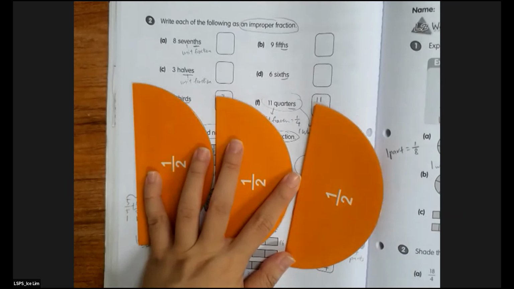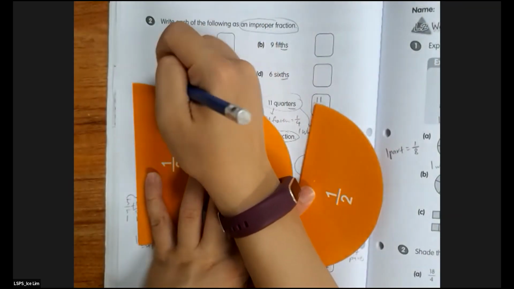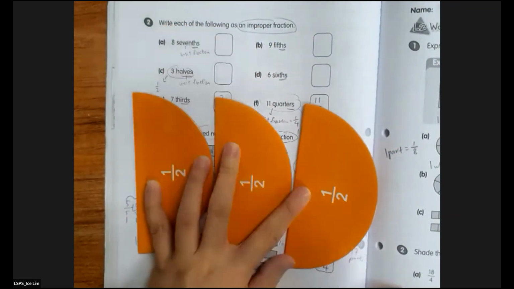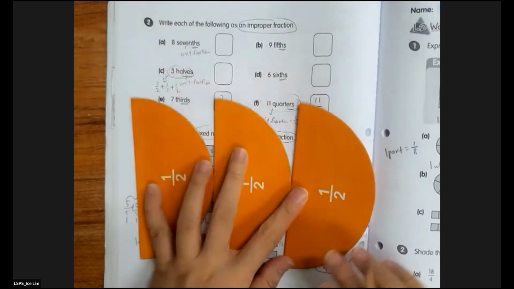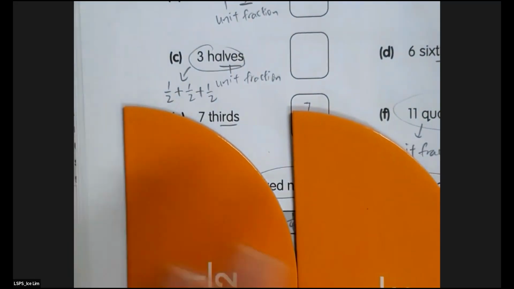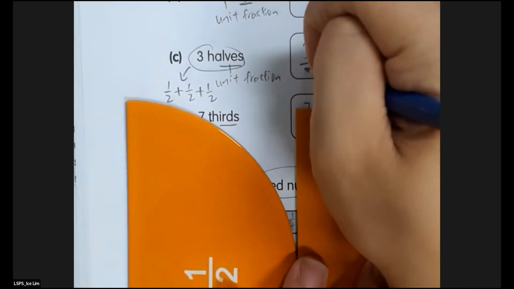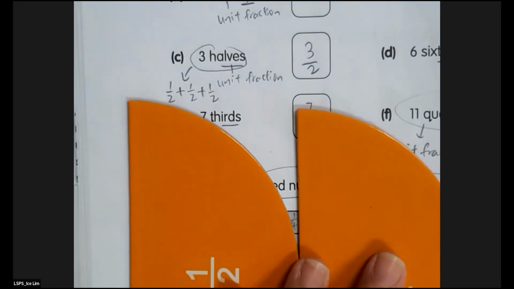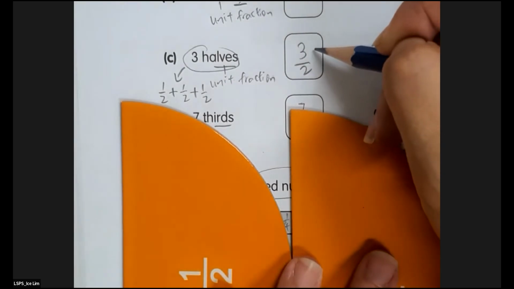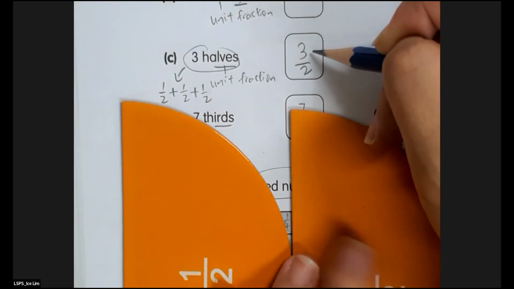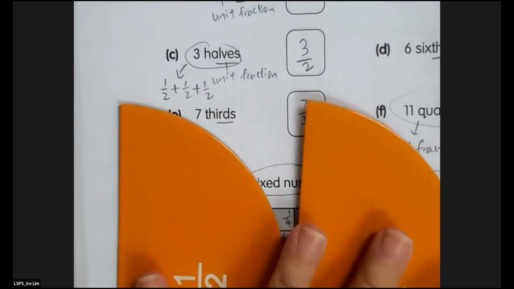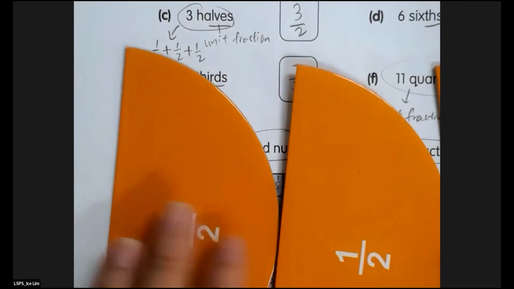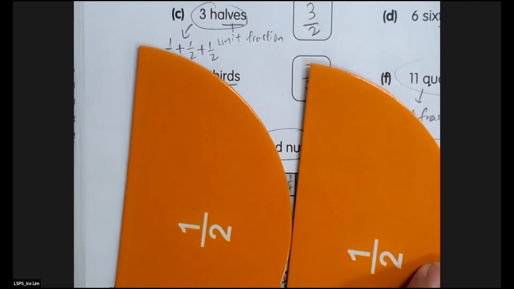1 unit will be a half. I have 3 of it. So 1, 2, and 3. So I will mean 3 of the halves. Okay? So the numerator here is 3. It tells me there are 3 pieces of the halves. Can you understand that? I have 3 pieces of the halves. 3 halves.